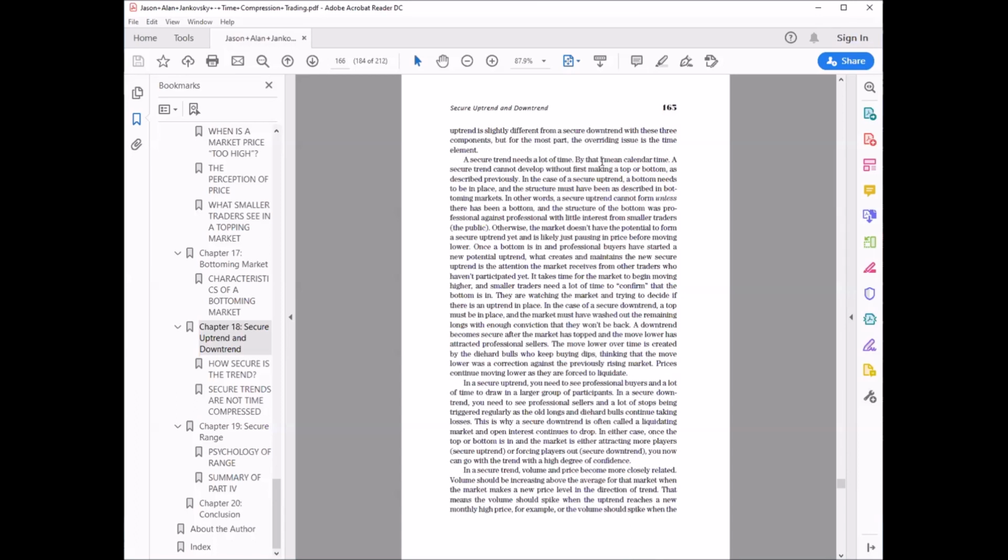A secure trend cannot develop without first making a top or a bottom, as described previously. And then in the case of a secure uptrend, a bottom has to be in place, and the structure must have been described in bottoming markets. This is the part that really got me when I was prepping for this. In other words, a secure uptrend cannot form unless there has been a bottom and the structure of the bottom was professional against professional with little interest from small traders, the public.